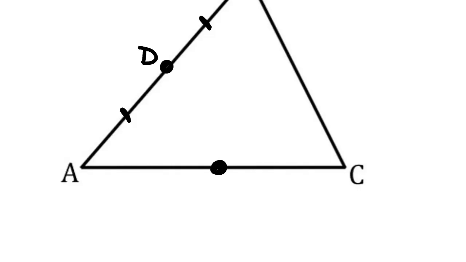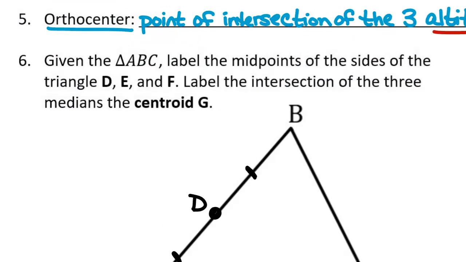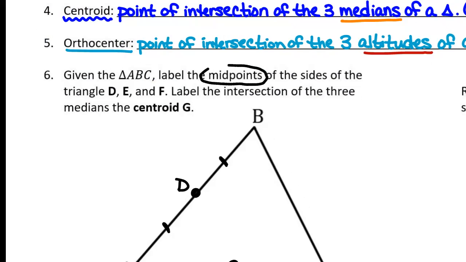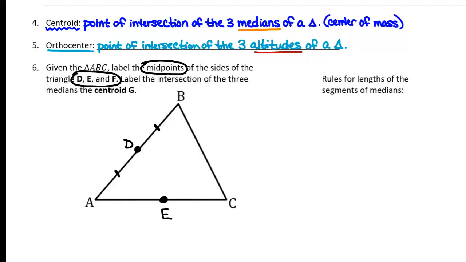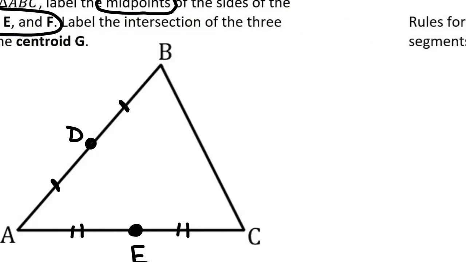I'm going to put point E down here on the bottom. E is also supposed to be a midpoint. So if E is a midpoint, what's true about AE and CE? They're congruent. AE is the same size as CE. And then on my side BC, I'm going to label my 3rd midpoint F. If F is a midpoint, what's true about BF and CF? They're congruent.